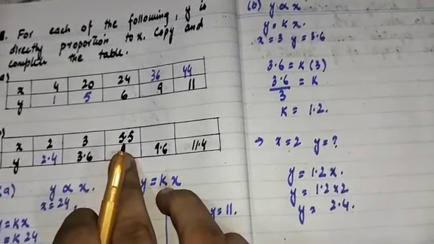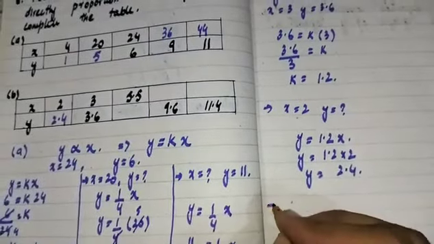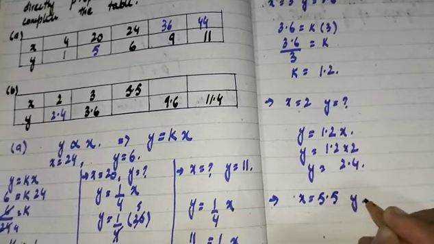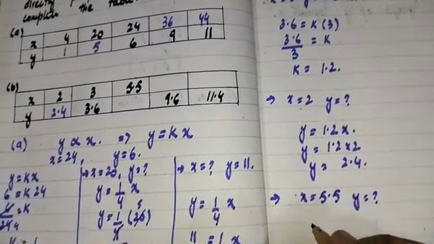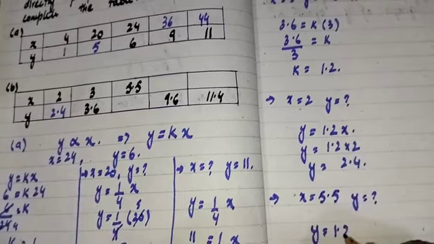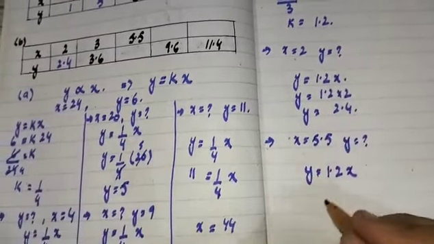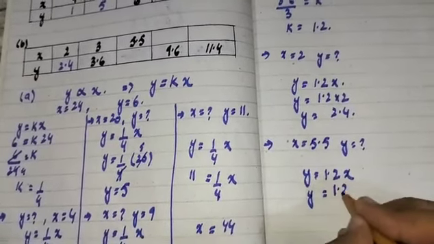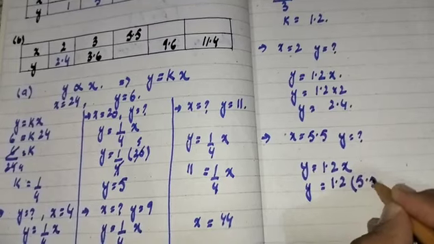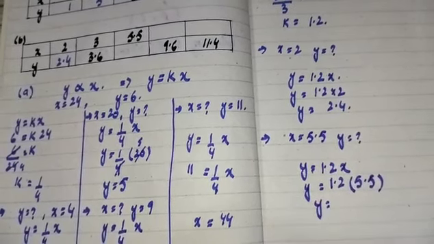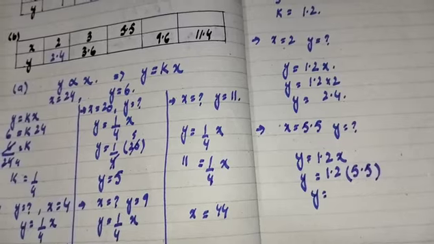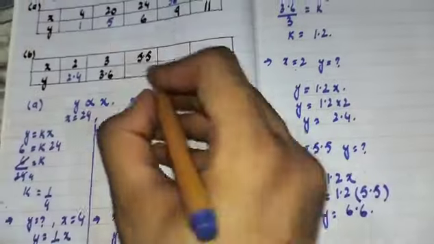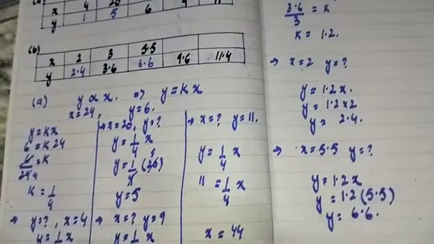Now we will find the value of y when x is 5.5. Using the equation y = 1.2 times x, and x is 5.5. So y will be equal to 5.5 multiplied by 1.2. It is 6.6. So the value of y is 6.6 when x is 5.5.